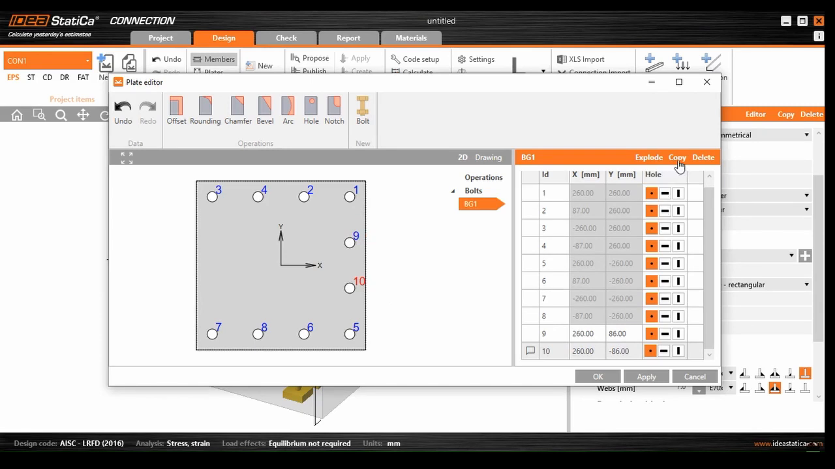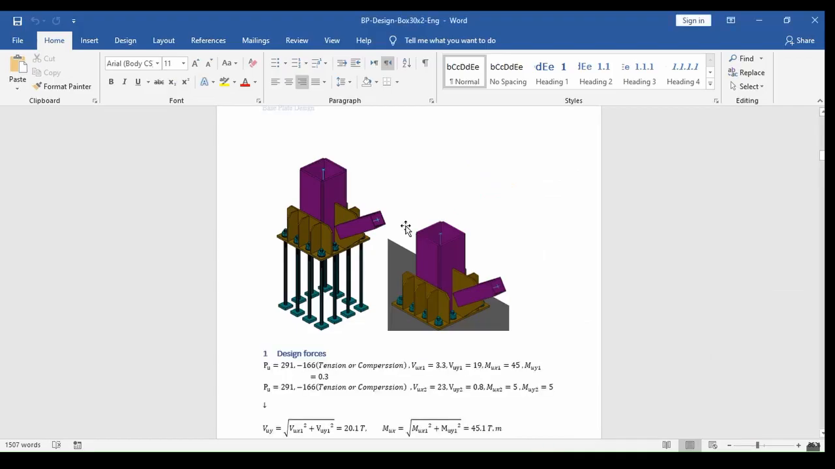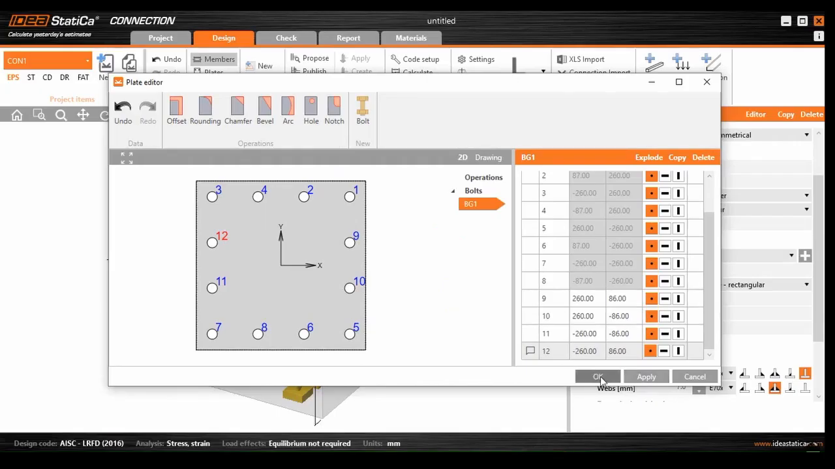So create another copy. This time change 260 to minus 260. Okay, another copy, and change the y value to 86. So as you see, we created all anchors and holes in the base plate we need according to the pre-designed configuration. Our goal is to recreate this configuration in IDEA. So then here click OK.